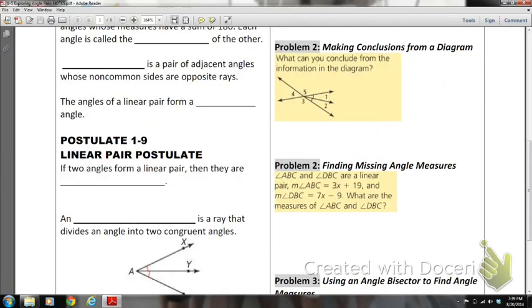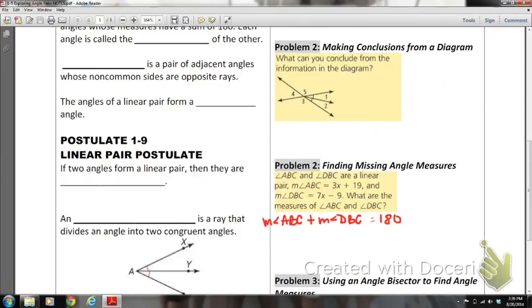In the next problem, we're finding missing angle measures. It says angle ABC and angle DBC are a linear pair. So by definition, a linear pair has one side in common, but their non-common sides are going to form a straight line or a straight angle, which is going to be 180 degrees. So the linear pair postulate says these two angles add together to be 180 because they're supplementary. So the measure of angle ABC plus the measure of angle DBC has to equal 180.